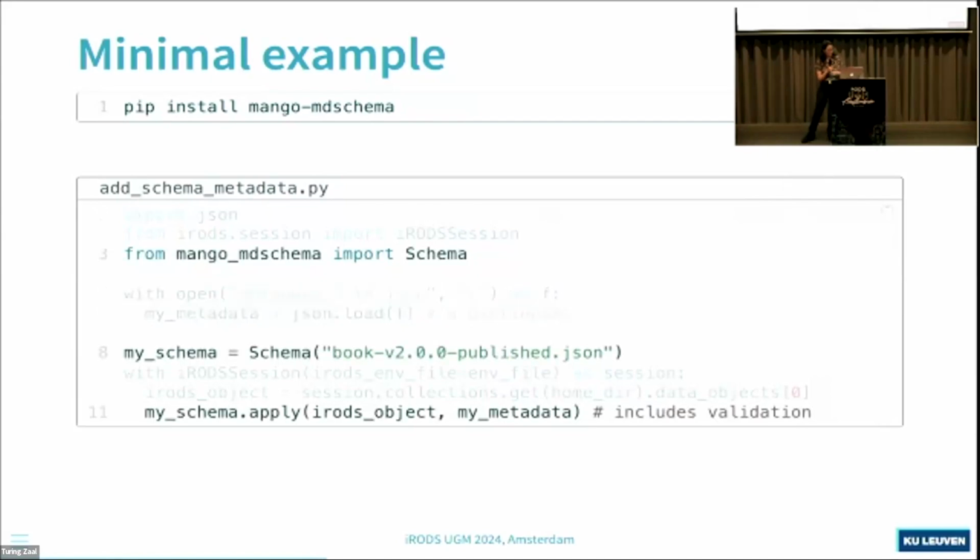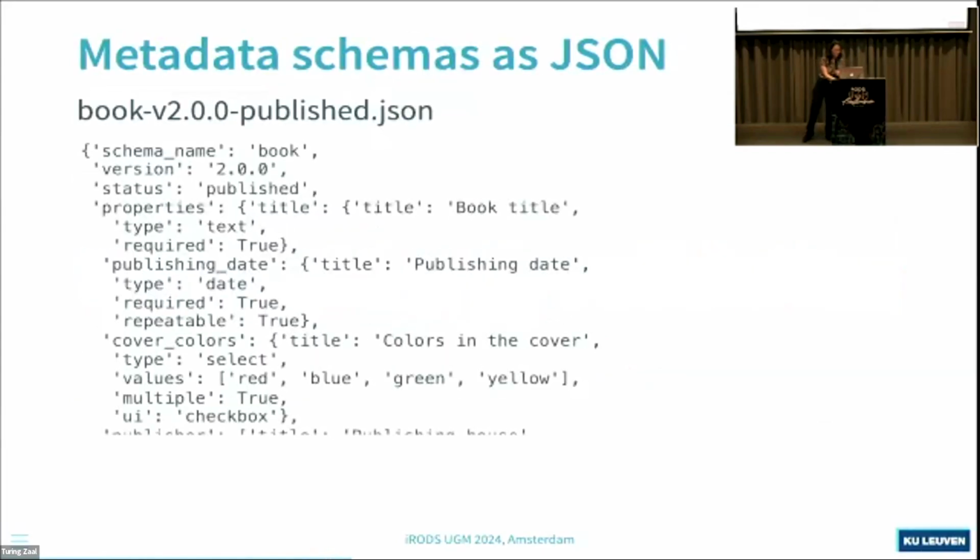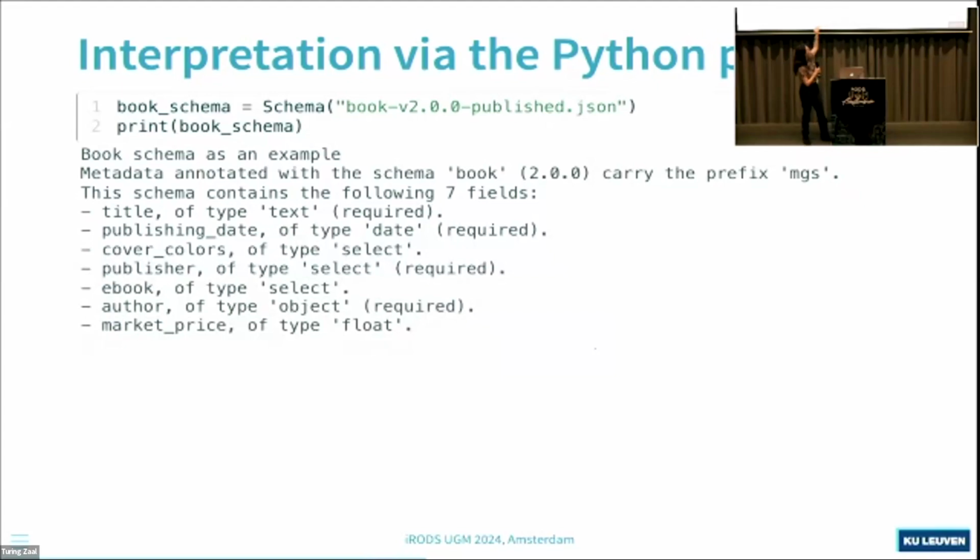And then you import Mongo metadata schema. You instantiate a schema class with the file that I showed before, that you created from the Mongo metadata schema manager, or you wrote by hand maybe. And then you just apply it. And that's it. So what is it that's happening there? You have this whole JSON. You open it and instantiate the schema, and then in the outputs, you can just print it.